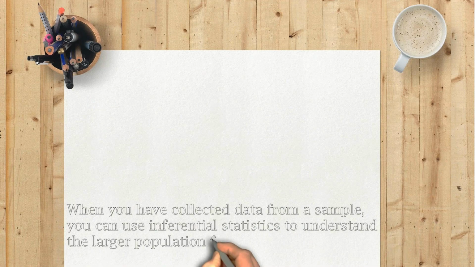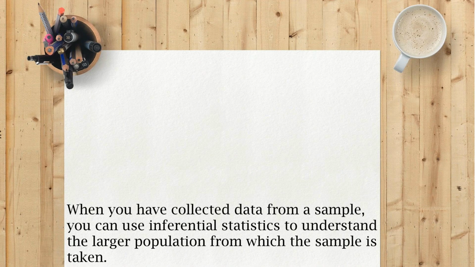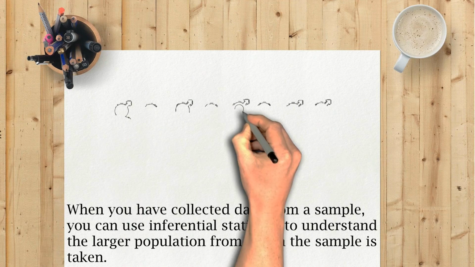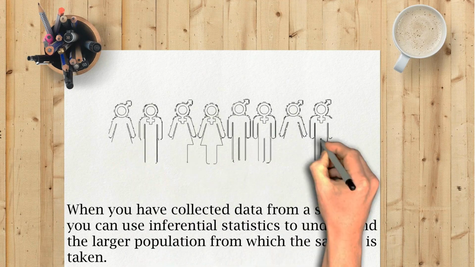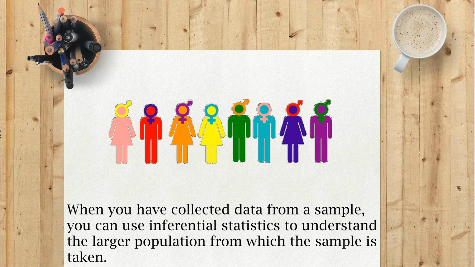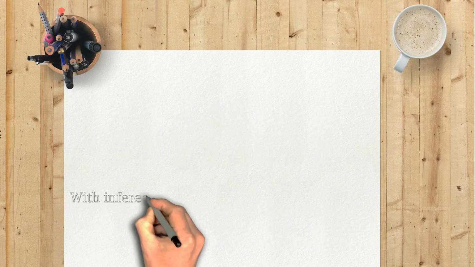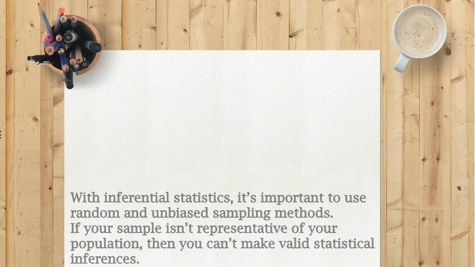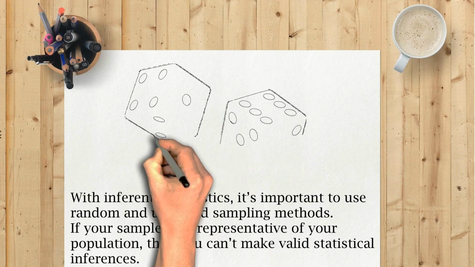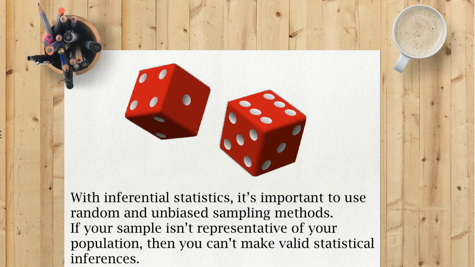When you have collected data from a sample, you can use inferential statistics to understand the larger population from which the sample is taken. With inferential statistics, it's important to use random and unbiased sampling methods. If your sample isn't representative of your population, then you can't make valid statistical inferences.